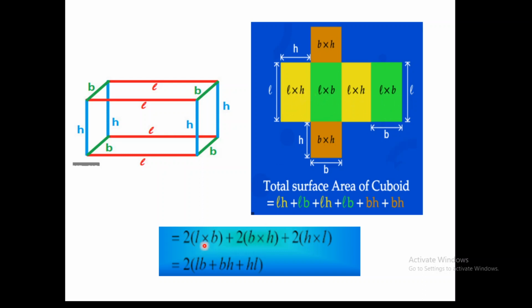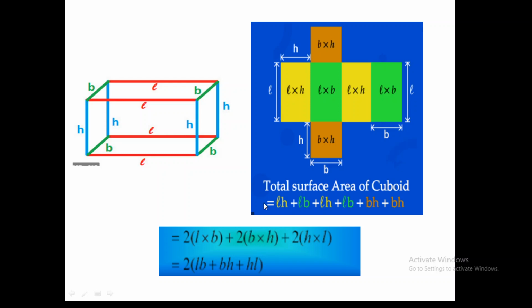So if we add all 6 areas, we get LH plus LB plus LH plus LH plus BH plus BH. Each comes 2 times, so we can write 2LB plus 2BH plus 2HL. You can take 2 common outside: 2 into (LB plus BH plus HL), or LH, is the total surface area. This is the formula for the total surface area of a cuboid.